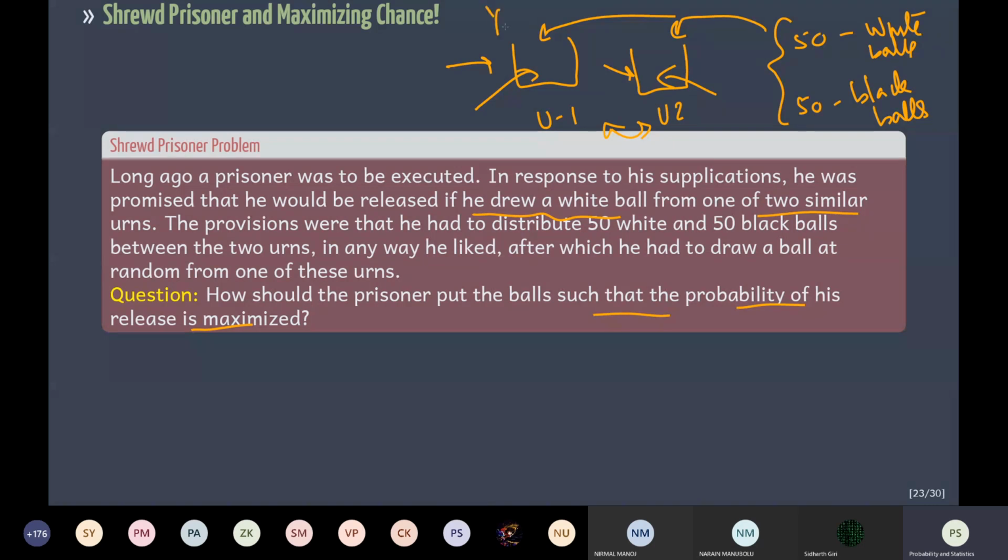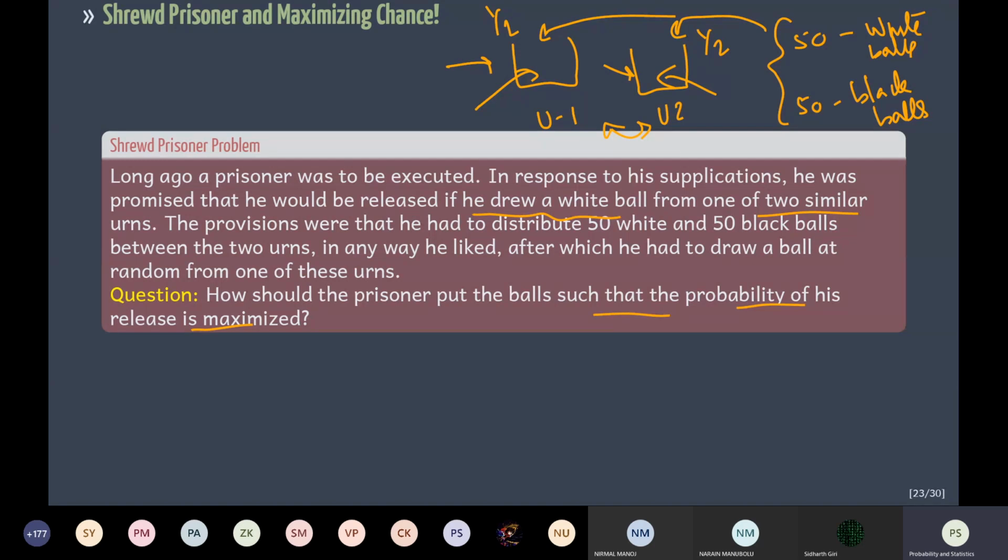So far, the probability of picking one of the urns is half. Now the question is, in what way should he distribute these balls such that the success he has is maximized? The success of picking a white ball is maximized. So your focus should be on maximizing the probability of the white ball. This is the problem you have.